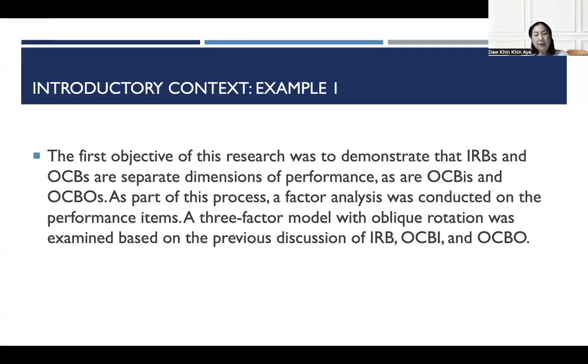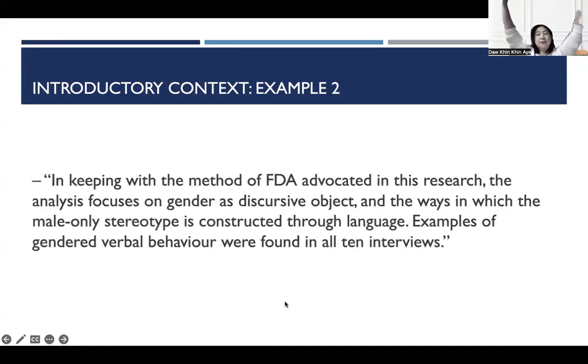Now here, this is an example of introductory context. The first objective of the research was to demonstrate that the IRBs and OCBs are separate dimensions of performance, as are OCBIs and OCBOs. As part of this process, a factor analysis was conducted on the performance items. A three-factor model with oblique rotation was examined based on the previous discussion. That means that they also relate to the research question as well as the method that they use. Then after that, it follows the result.